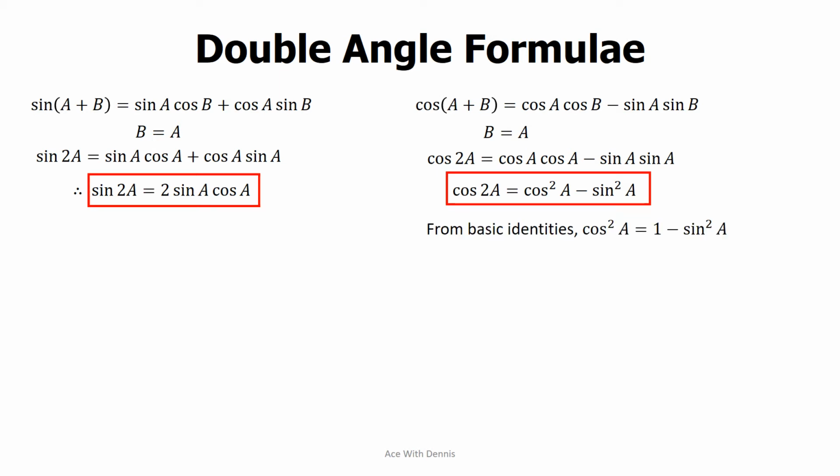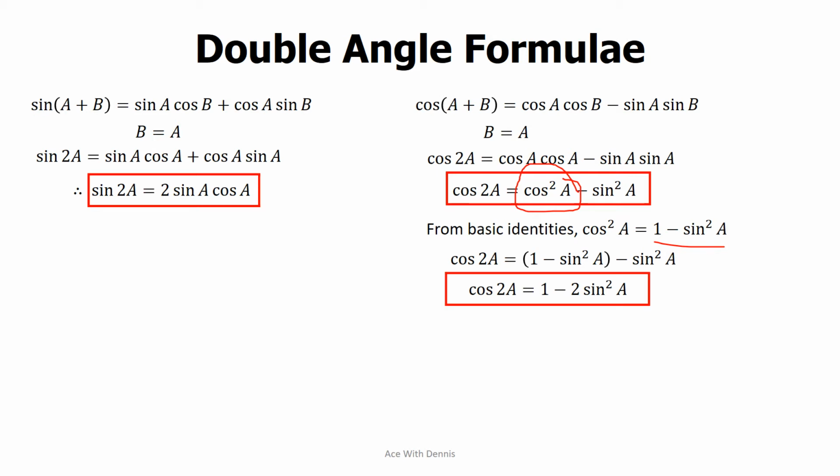We also know from the basic identities that cosine square A equals 1 minus sine square A. Now we can substitute 1 minus sine square A inside the formula here. It becomes cosine 2A equals 1 minus sine square A minus sine square A. And we simplify, it becomes cosine 2A equals 1 minus 2 sine square A. So this is also a formula for cosine 2A.